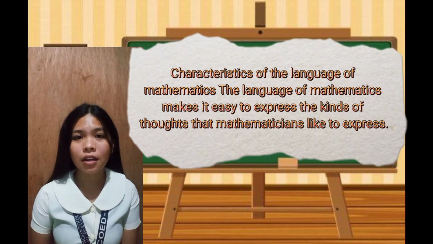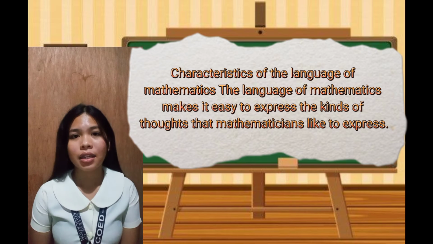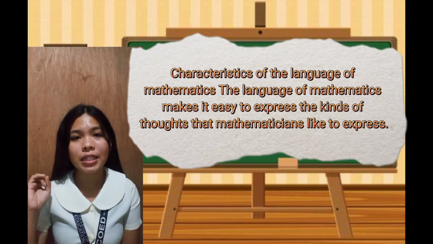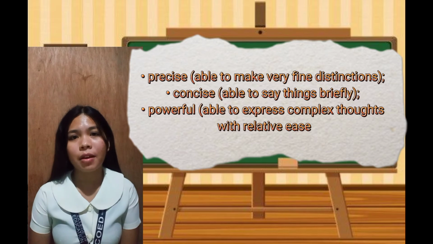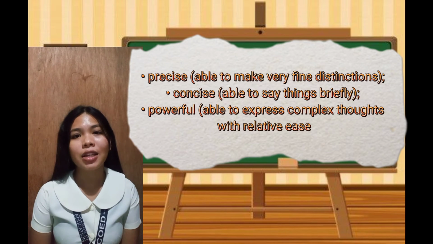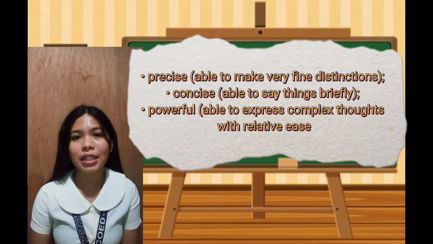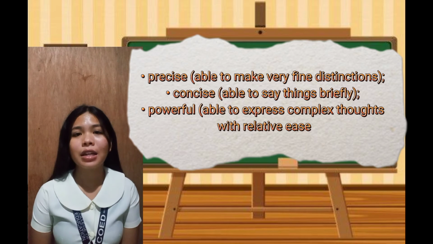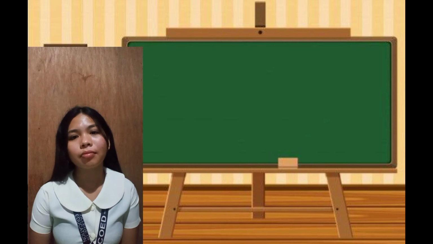So the characteristics of the language of mathematics make it easy to express the kind of thoughts that mathematicians like to express. So it is precise, able to make very fine distinctions, concise, able to say things briefly, and powerful, able to express complex thoughts with relative ease.